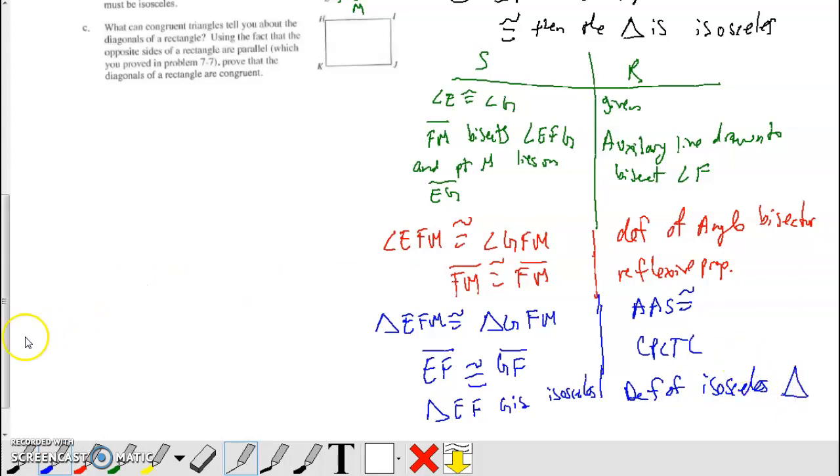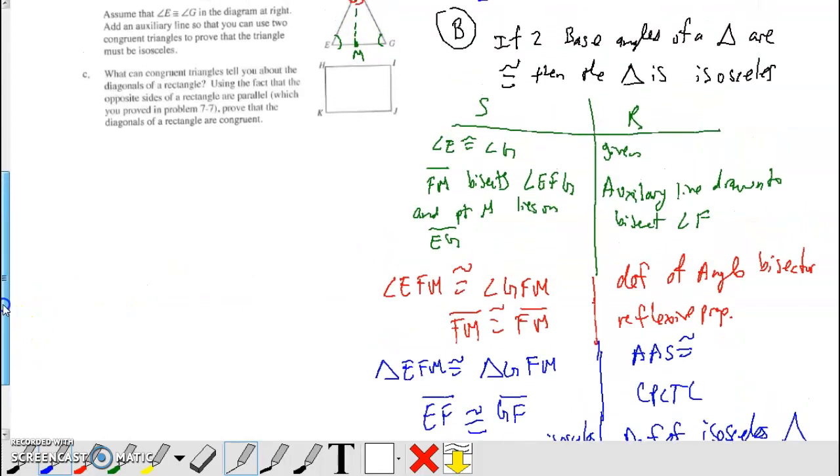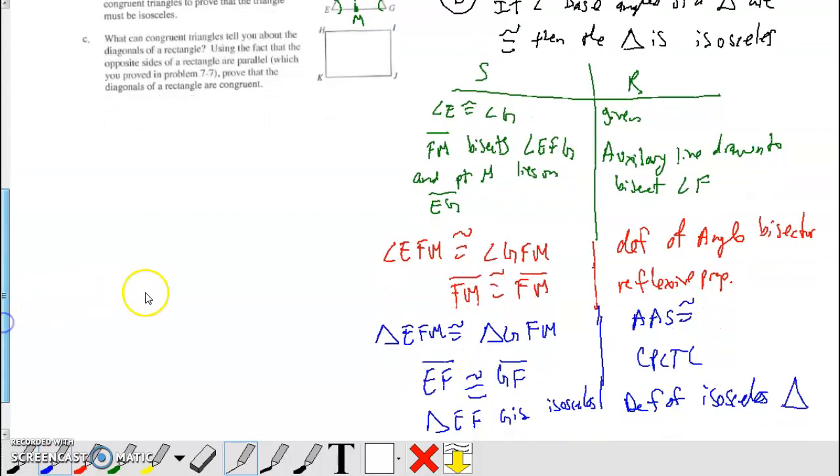So this one was a little bit more challenging than the first one. Okay, so let's try the last one. Again, what can congruent triangles tell you about the diagonals of the rectangle? Use the fact that from a previous section we said the opposite sides of a rectangle are parallel, because we've already proven that information. We are basically saying this diagonal, so we're going to say what's going to happen with our diagonal.